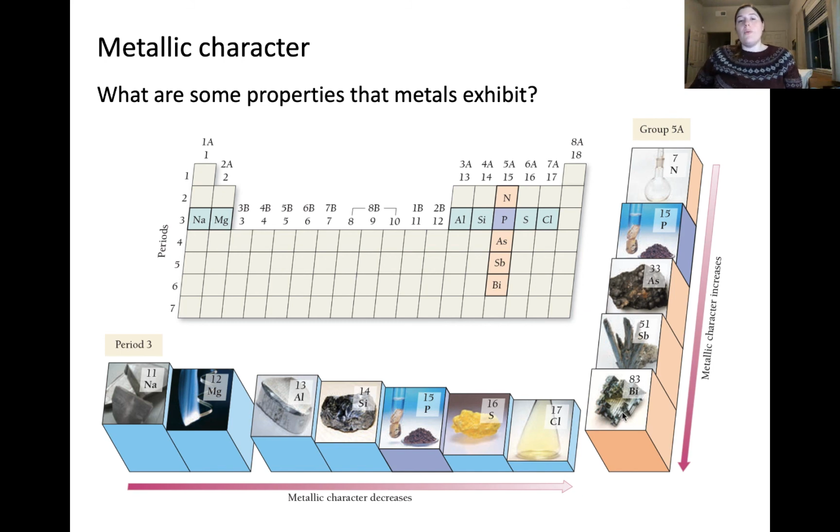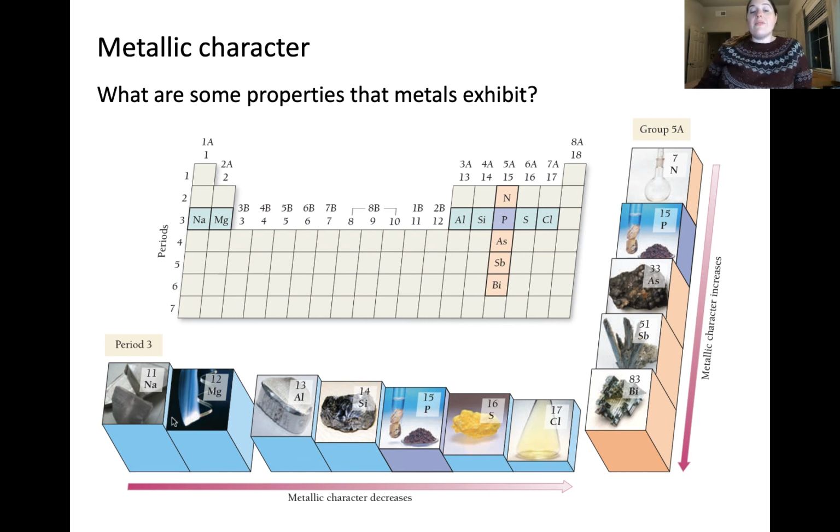So let's first talk about when moving down a column trend, we see that metallic character increases. And this is because the ionization energy decreases. What this means is it's easier to remove electrons from species lower down on the periodic table, and this is because those electrons are less tightly held than in the case of smaller atoms. And of course, I'm kind of combining trends here, right? We've talked about size, we've talked about ionization energy. These trends are interrelated for sure. So when we move down the periodic table, a particular column, we see that ionization energy decreases, and therefore metallic character increases.